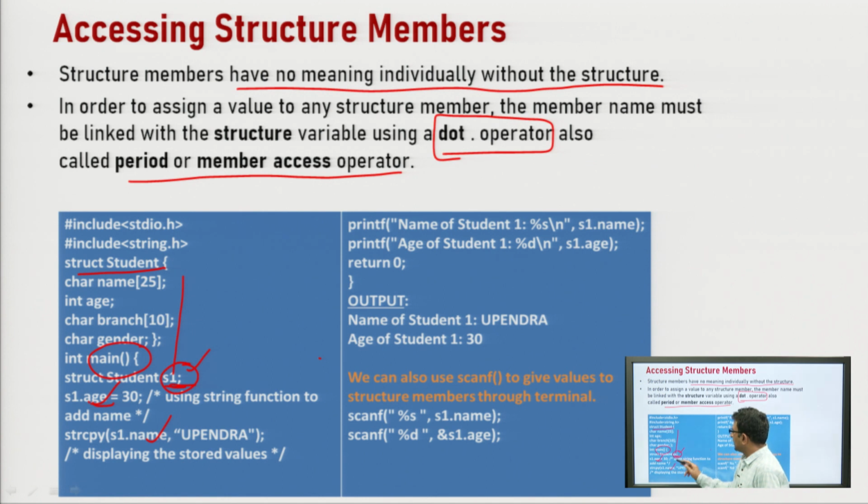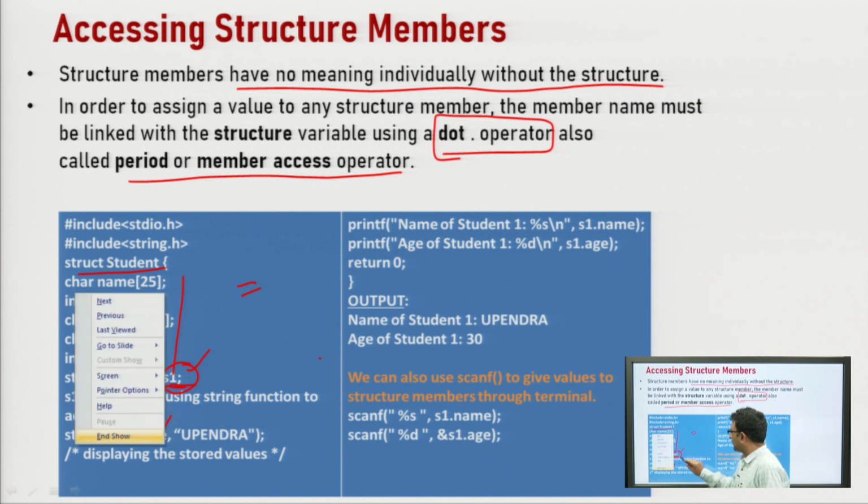This is how we can assign it. Equal is the assignment operator in C. So, we are assigning a value 30 to the member age for the variable S1. If we take another variable S2, then for that also we will write S2 dot age is equal to 40, something like that. Similarly, for the second member, name, we have used the strcpy function.